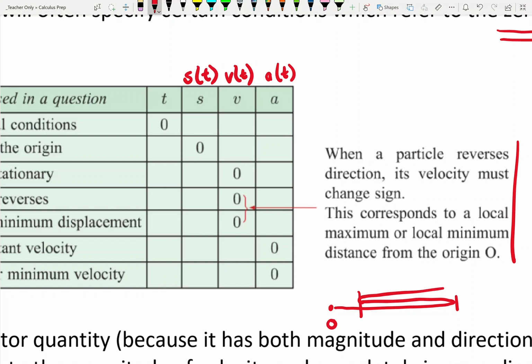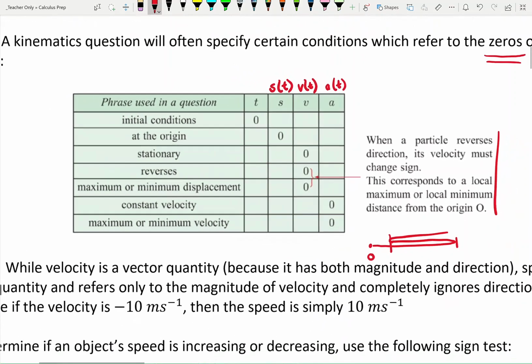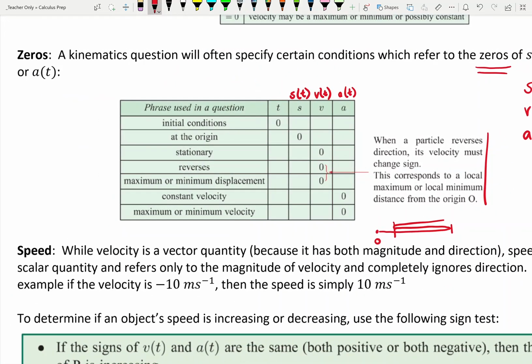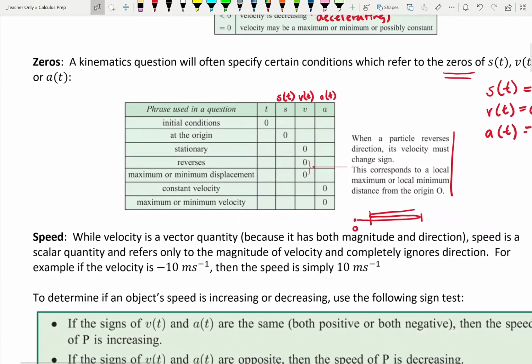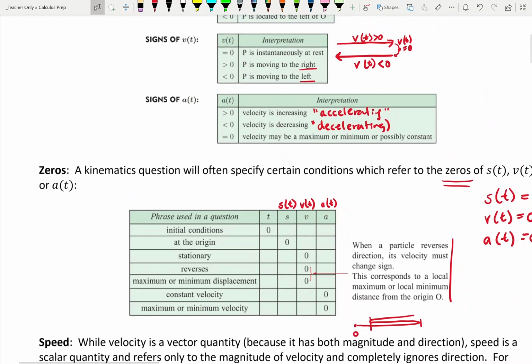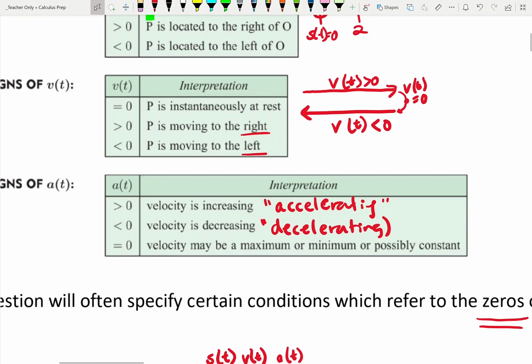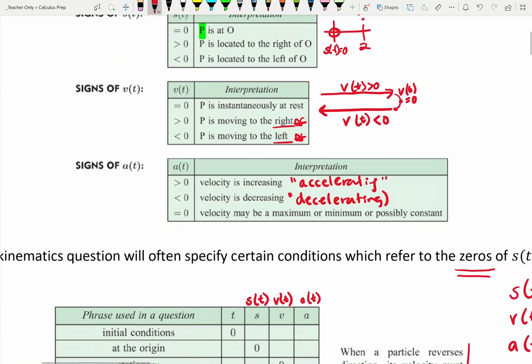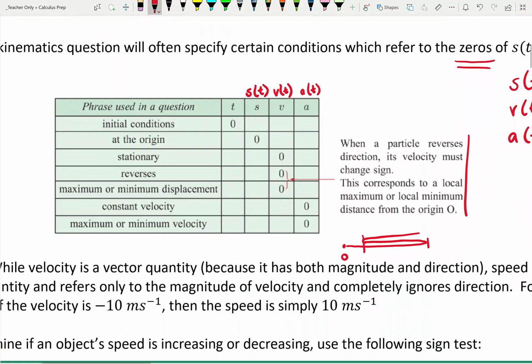So not necessarily the maximum or the minimum overall, just a local maximum or a minimum. All right, we've talked about the idea of velocity being a vector quantity because it has both magnitude and direction. And if you remind yourself up here, if the velocity is positive, the particle is moving to the right. If it's negative, it's moving to the left of its current position.